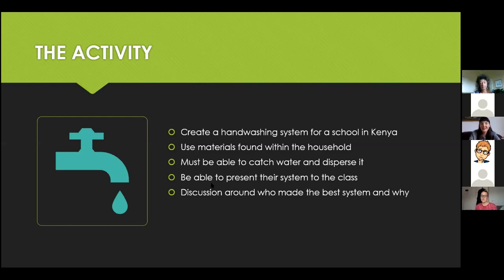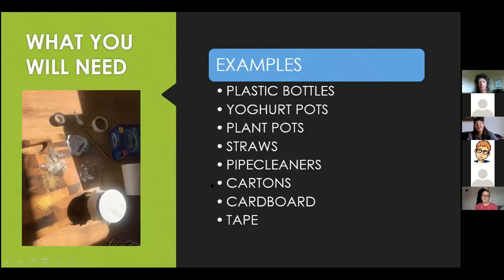So what do you need to do? I'm going to be demonstrating my model that I made after this presentation. But these are just some examples of things you could use within the house or within the garden to make the model. You've got yogurt pots, plant pots. This is an image of the things that I used. I mainly constructed mine from tape and yogurt pots. So it's a really simple activity to get people talking.